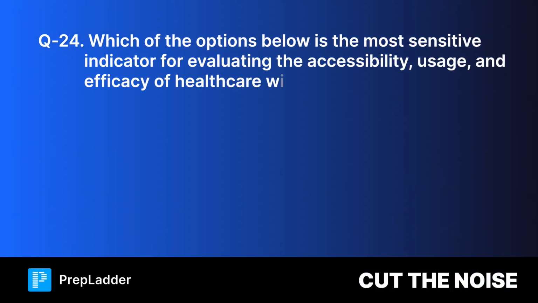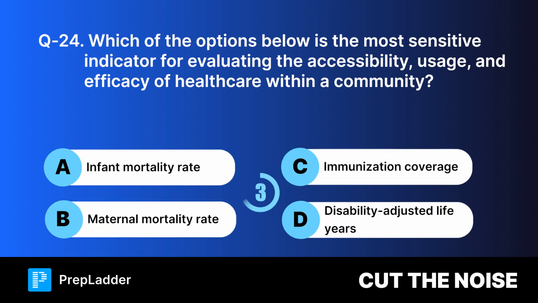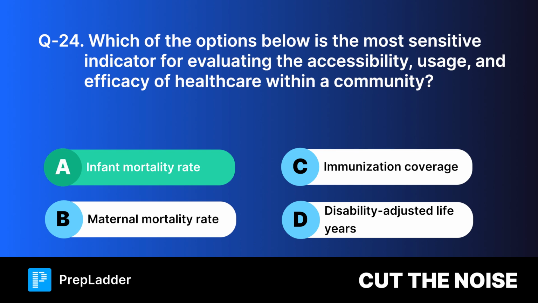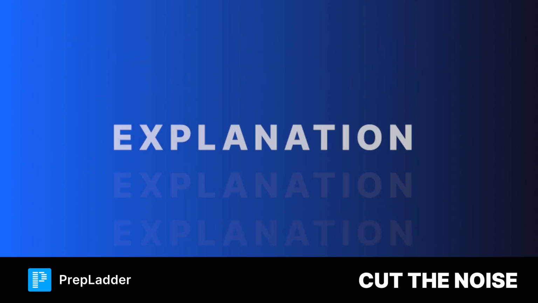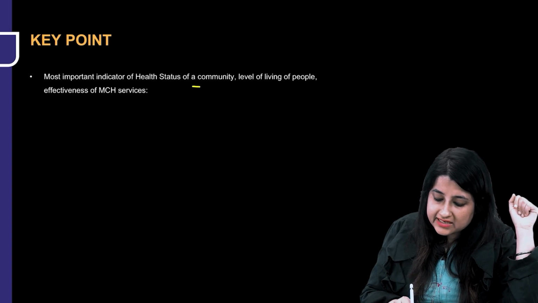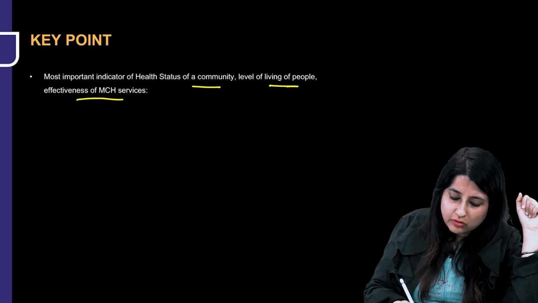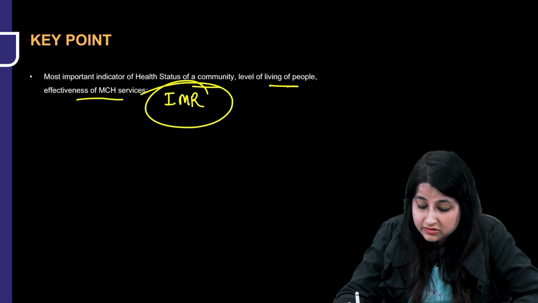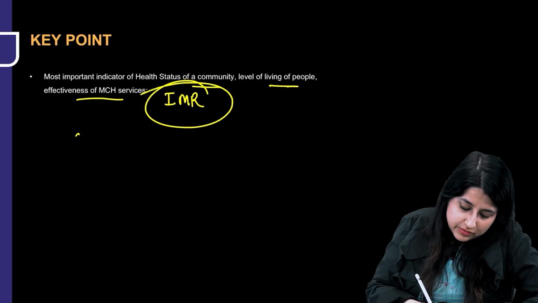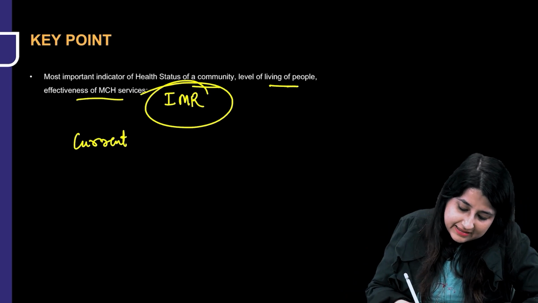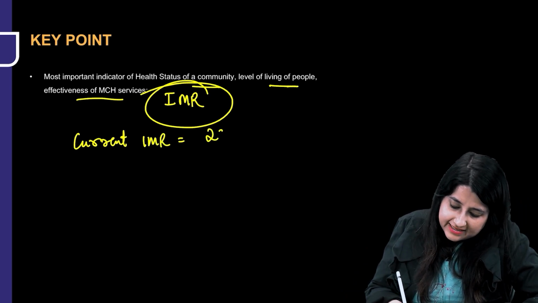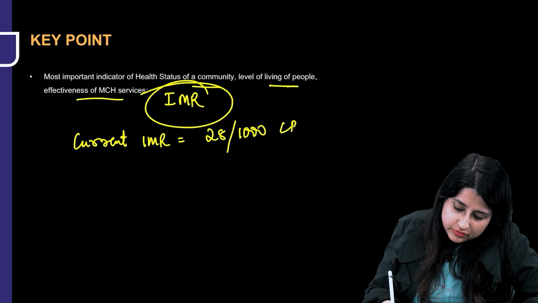Question 24. Which of the options below is the most sensitive indicator for evaluating the accessibility, usage, and efficacy of healthcare within a community? Your options are. And the correct answer is infant mortality rate. Here's the explanation. Most important indicator of health status of a community, level of living of people, and effectiveness of health services is infant mortality rate. Please don't get confused. This is the best indicator for health status of a community. And what is the current infant mortality rate? It is now 28 per 1000 live births.